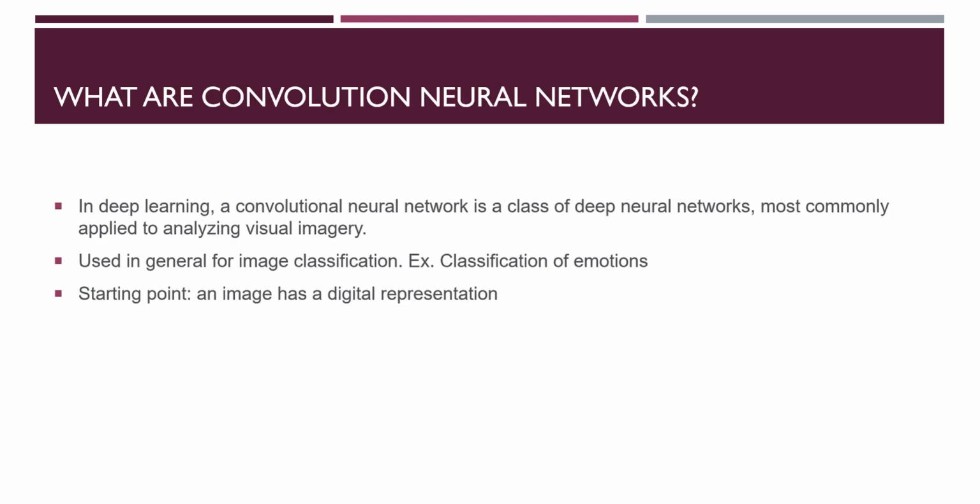So, what exactly are convolutional neural networks? Basically, convolutional neural networks are a class of neural networks which are commonly used for analyzing visual imagery. So basically, in the field of computer vision, a lot of research has been done using convolutional neural networks.